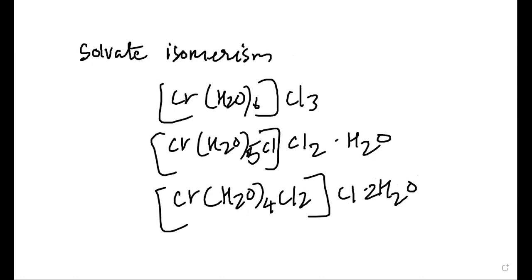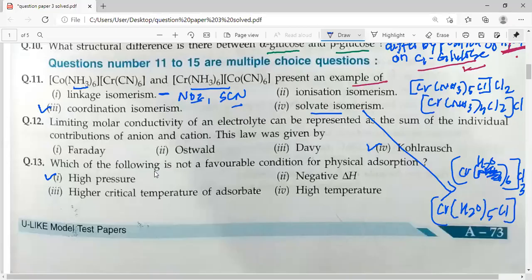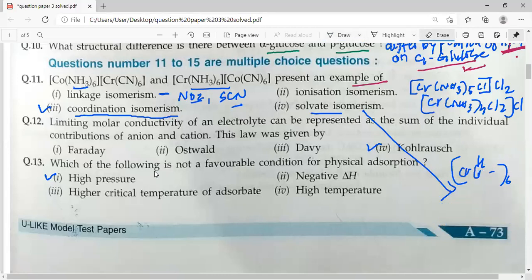So here, if we really look into the question, we will understand that the kind of isomerism is coordination isomerism. And this is how, my dear students, we understand that coordination isomerism is the correct answer for this particular question. Now let's move forward and understand the next question.